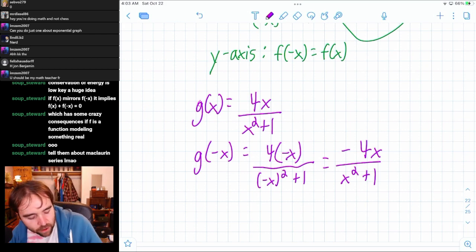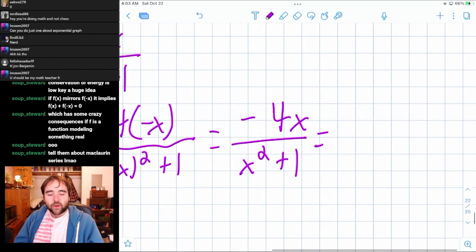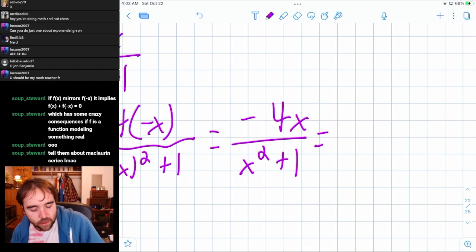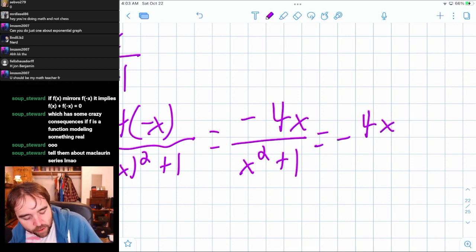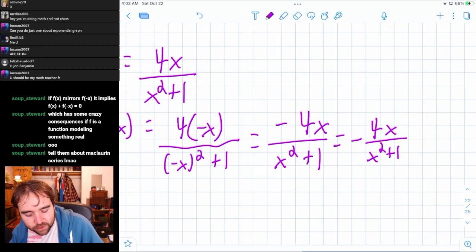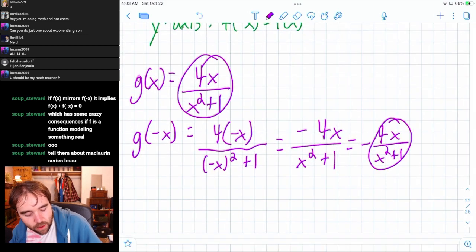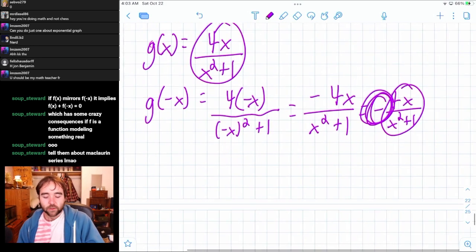And so look what happened now. If you have a negative on the top of the fraction, that just means the whole fraction is negative. So we could pull that out to the front if we want. And look at that. That's our original function, but now it's negative. So what did we do?